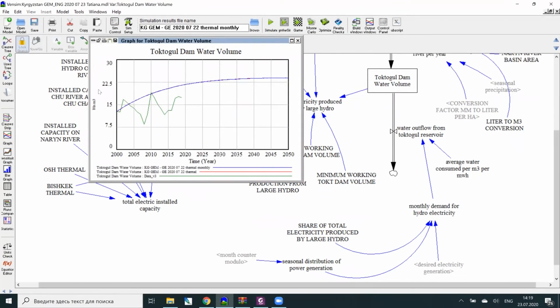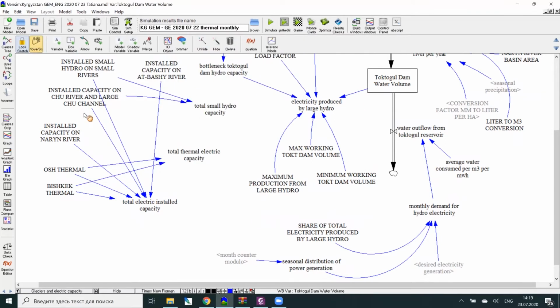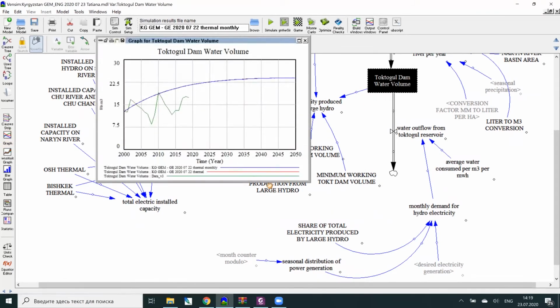And let's check again the values. So here, we don't have a lot of difference. Yeah, the dam water is fine. Let's check the outflow now.